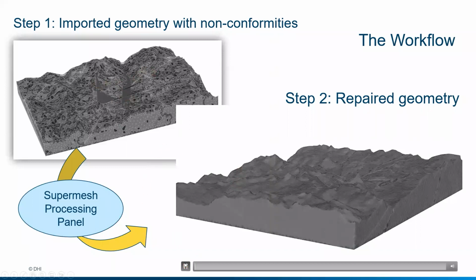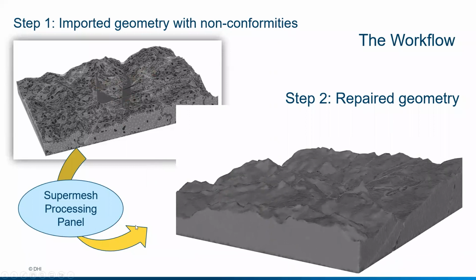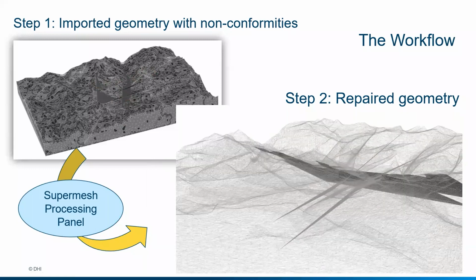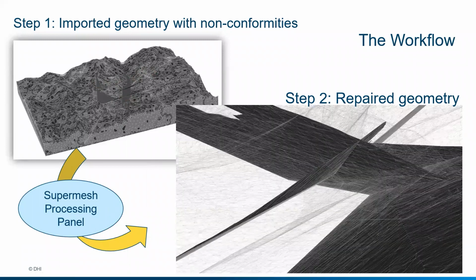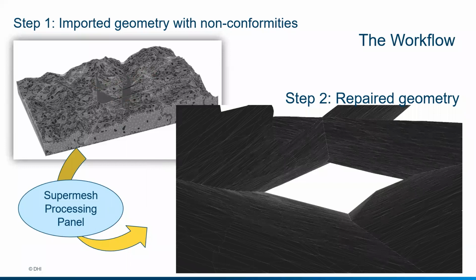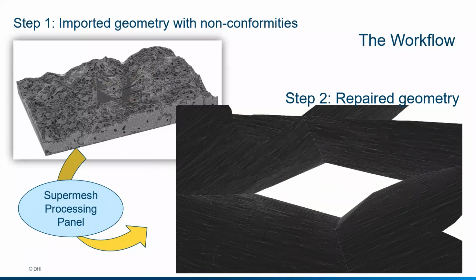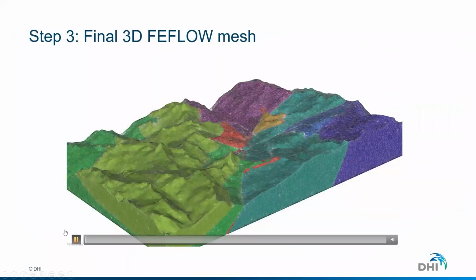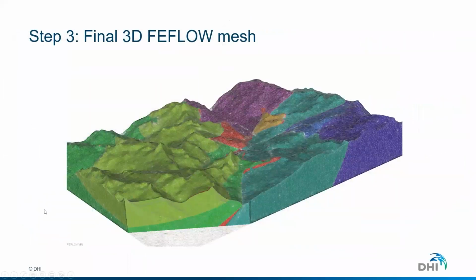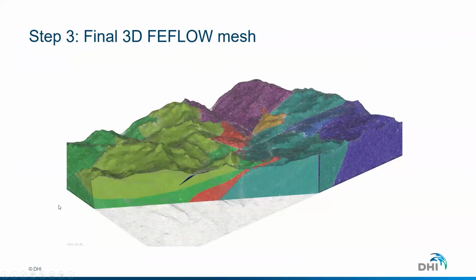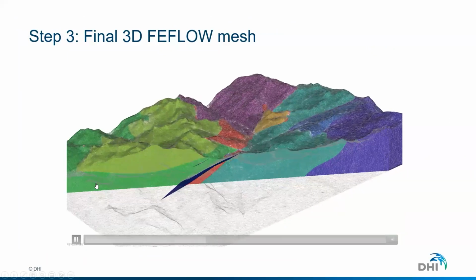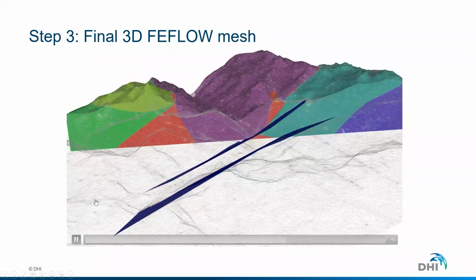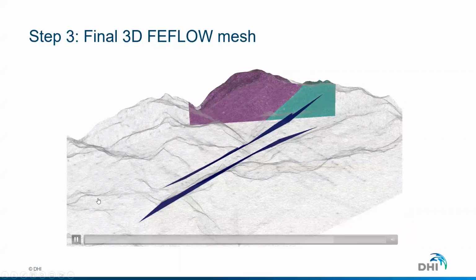So what we do is we call a repair process, which makes sure that every one of these surfaces is intersecting properly, and we are able to create a tetrahedral mesh. And this obviously increases the chances that we can create a 3D tetrahedral mesh in FEFLOW. So here you can see the different surfaces, which are cut in some geological models.